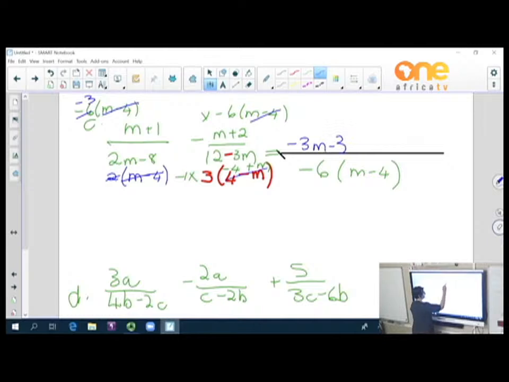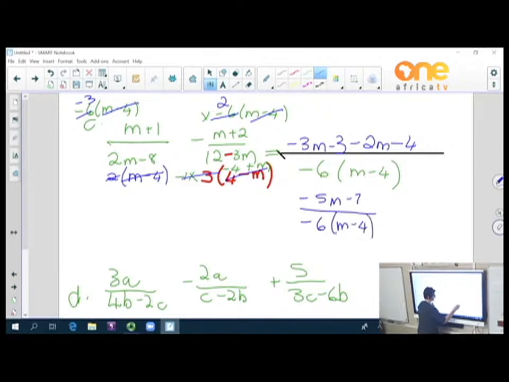Here the 4 can cancel out. The negative 3 divides 2 times in there, but here's still a negative to look at there. So it becomes negative 2m minus 4. Remember that negative must be multiplied there. So then you have negative 5m minus 7 over negative 6m minus 4. We can again get rid of the negative here. So it will then be positive 5m plus 7 over 6m minus 4.